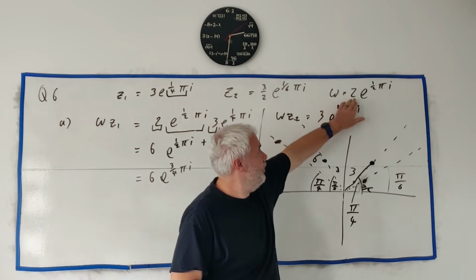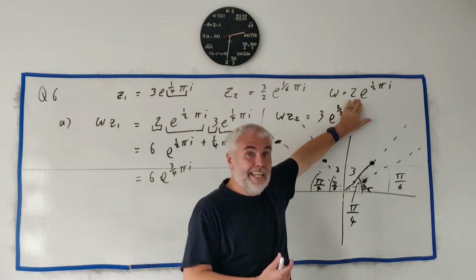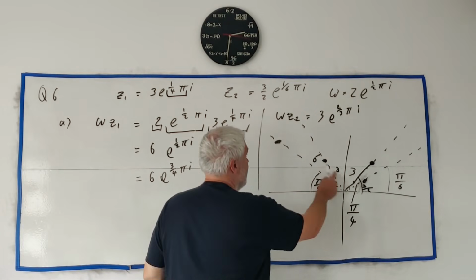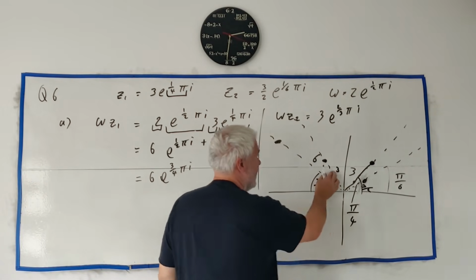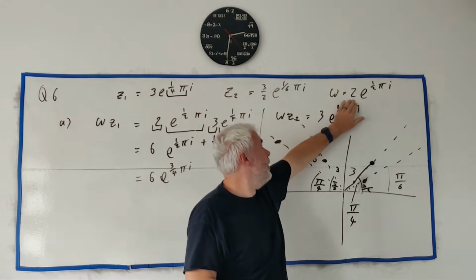This number in front, that just straight up multiplies it. So we can think of that as enlarging it. It enlarges it by 2. It doubles the length. 3 became 6. 1.5 became 3. So that's what this does. It makes it twice as long.